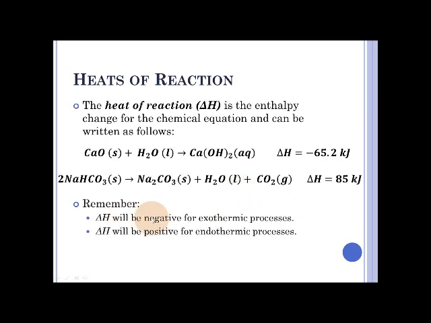Remember, triangle H will be negative for exothermic, and triangle H will be positive for endothermic. So with exothermic, it'd be like losing energy. With endothermic, it'll be gaining energy. Just keep that in mind.